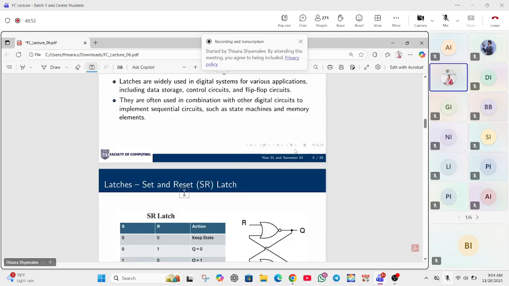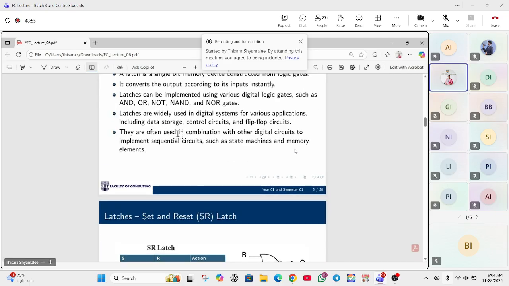Okay. So they are often used in combination with other digital circuits to implement sequential circuits such as state machines and memory elements. When it comes to sequential circuits, last week we discussed combinational circuits. Today we are going to discuss the different types of sequential circuits.